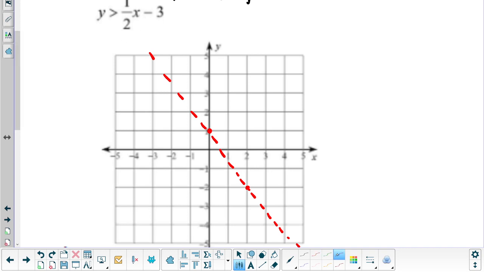Okay. Same thing for this one. I'll do this one in blue. This slope is 1/2. So that means I'm going to go up 1, right 2. And I start at negative 3. That's my y-int. Okay. So I know my first point is at negative 3. Every next point is up 1 over 2, up 1 over 2. And this one is also dashed.